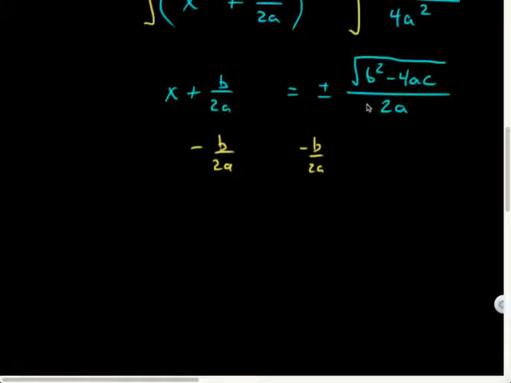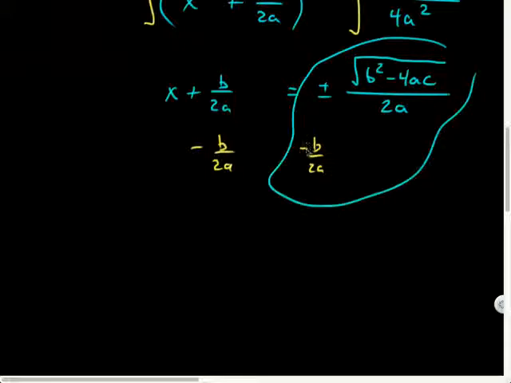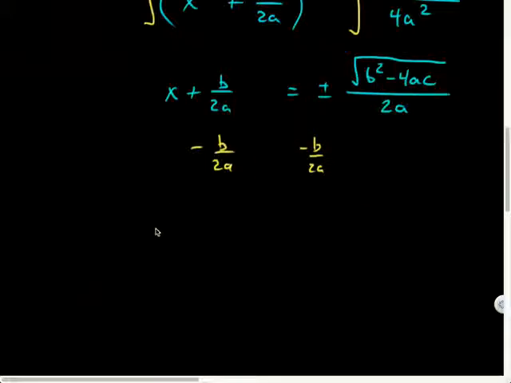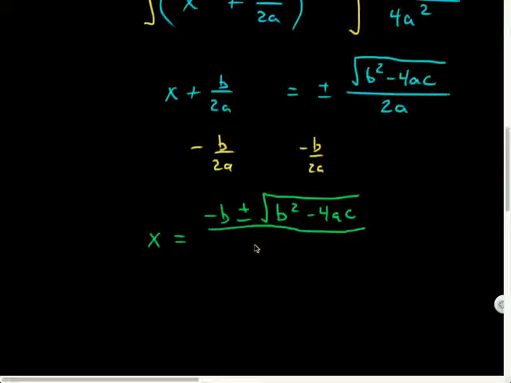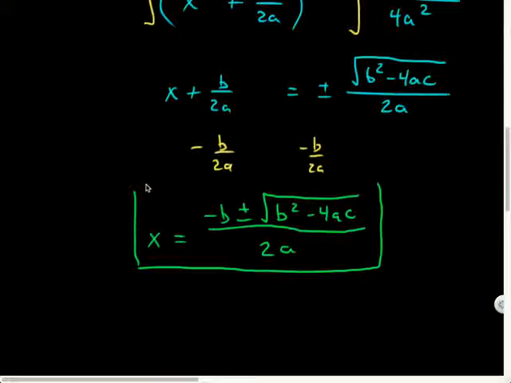Hey, those are common denominators. So behold, I could write that as a single fraction, where the negative b and the plus or minus this guy are all in the numerator. So this will be, are you ready for it? Here we go. x equals the opposite of b plus or minus the square root of b squared minus 4ac all over 2a. Wow, that was amazing, guys. We just discovered the quadratic formula.